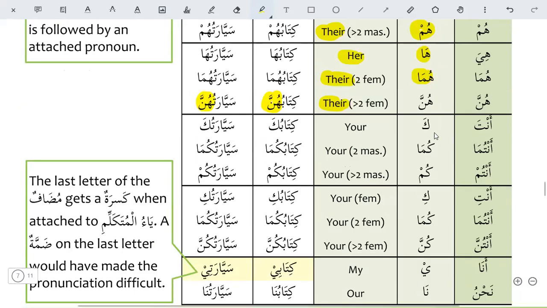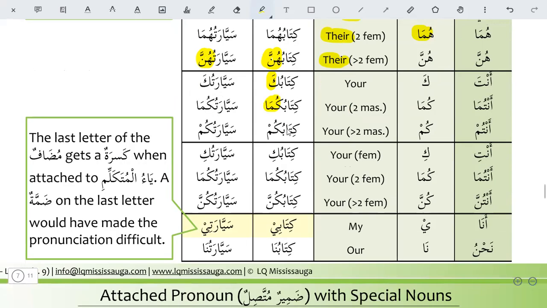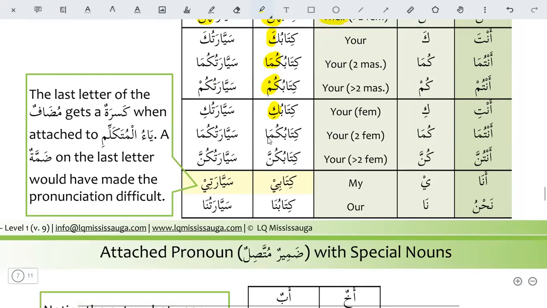Same with the second person. Anta kitabuka, your book. Kitabukuma, your two books. It means kitabukuma for two. Kitabukum for plural, your book. Kitabuki for feminine. For dual feminine, kitabukuma. Kitabukunna, you feminine plural.